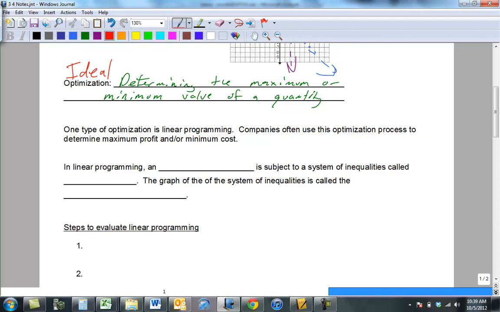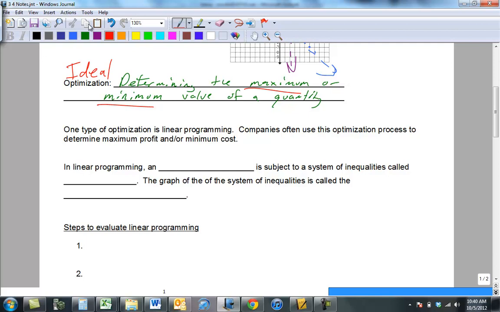Now, think about business. In optimization, there are some things you would want to maximize in business, and some things you'd want to minimize. One thing you'd want to maximize, of course, would be profits. You want to make as much money as you can. And one way to make as much money as you can is to minimize your costs. So you'd want to maximize your profits by minimizing your costs. And that's what this is talking about.